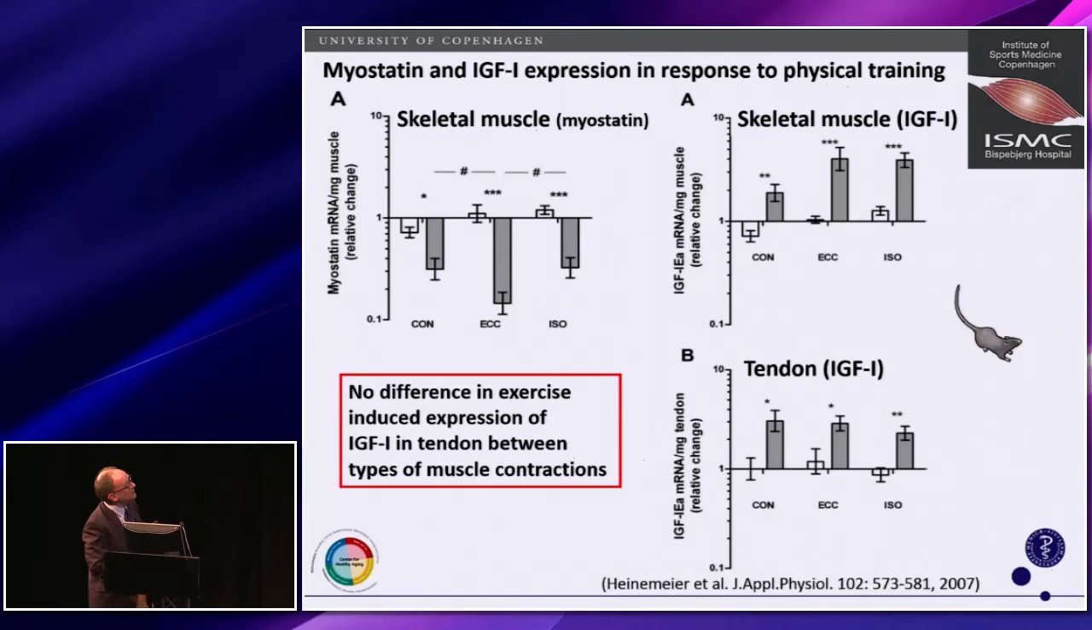And why could that be? One piece of insight comes from an animal study where concentric and eccentric contraction was used in the hind limb of a rat. You can see here that since the work output, or the force generated, was higher in the eccentric contraction, the suppression of myostatin expression or the upregulation of IGF-1 was dependent on the magnitude of the load, and this is inside skeletal muscle. Whereas if you look at the tendon, and I've only taken one example here, but there are a lot of other factors that show the same, you will normally see exactly the same upregulation, regardless of whether you use concentric or eccentric contraction.